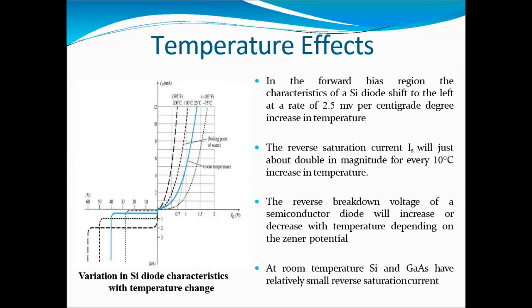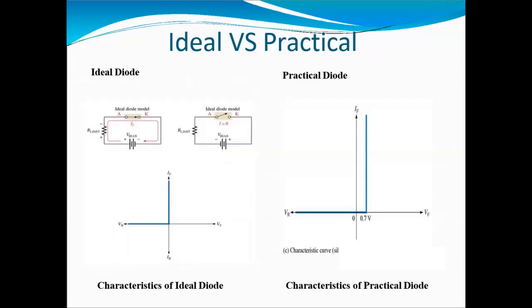At room temperature, silicon and GaAs, gallium arsenide, have relatively small reverse saturation current. At room temperature, all of you know, 26 millivolts. Next, ideal versus practical. In this diagram, ideal diode and practical diode. The ideal diode consists of one power supply, one resistor, one ideal diode. Next, practical diode: characteristics of ideal diode, characteristics of practical diode.